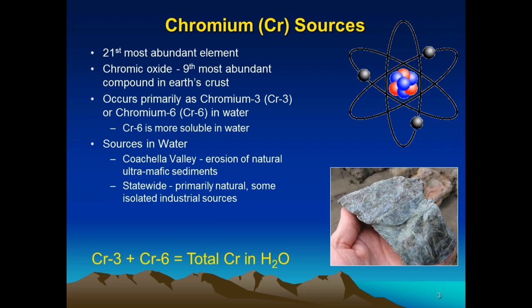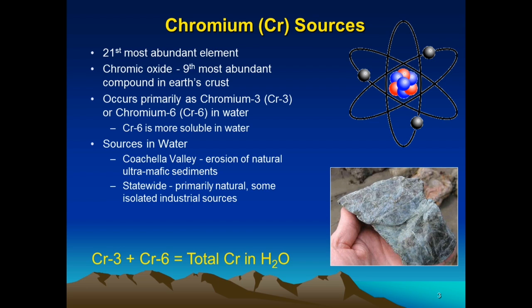And it converts from one form to the other depending on the environment that it's in. Chromium-6 is more soluble. It dissolves easier. So in water, you're usually going to find it as chromium-6. In rocks, you're usually going to find it as chromium-3. But again, depending on what environment, it'll convert from one to the other. We find it naturally here, and there are other sources. In other areas, there are industrial sources where there's been pollution incidents. They're pretty isolated, but there are those that occur in the state, but that's not the case here in the Coachella Valley.